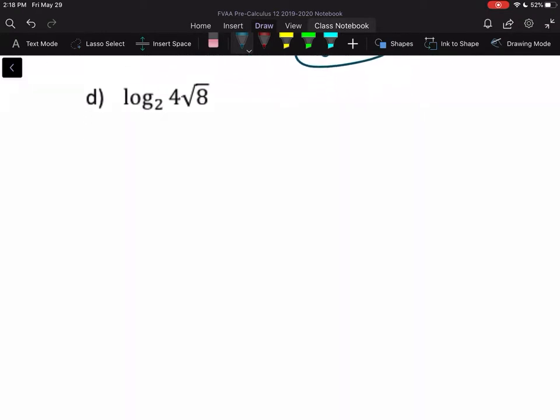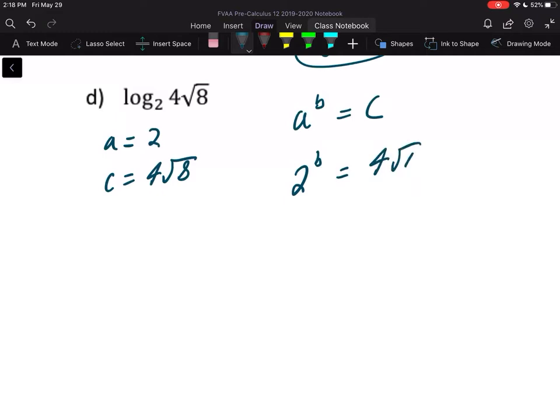Last example here. This one's a little bit different because I have some square roots involved. All right. And so in this situation, I have A is equal to 2 and C is equal to 4 root 8. Okay. And B is unknown. So if I have A to the B is equal to C, 2 to the B is equal to 4 root 8. Okay. Right now, I'm still not able to tell what B is.